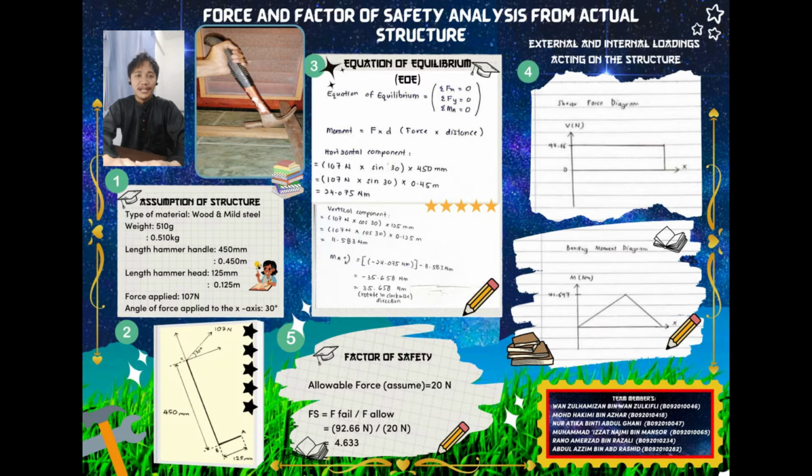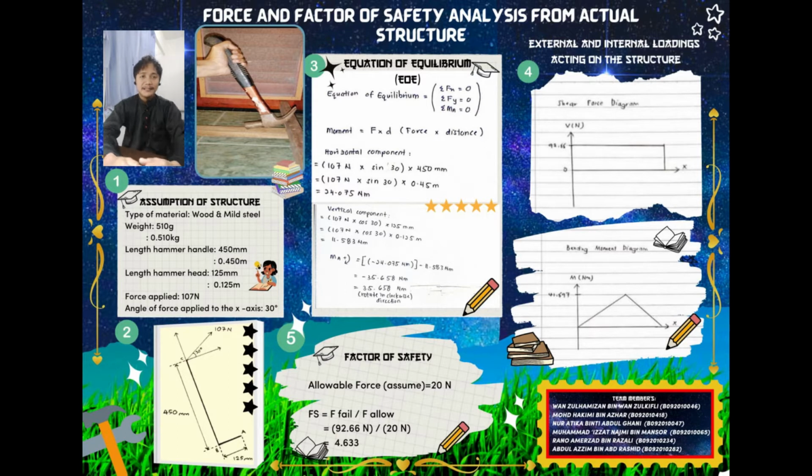Okay, today I will present our solid mechanics assignment, which is on the topic of force and factor of safety analysis from an actual structure. Now we go into our introduction. The factor of safety is defined as the ratio of the ultimate stress of the material to its working stress. It denotes the additional strength of the component beyond the required strength.